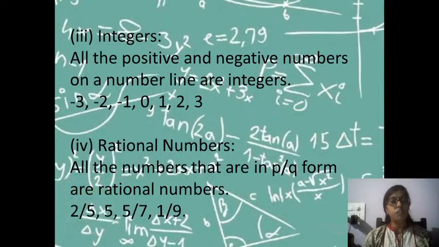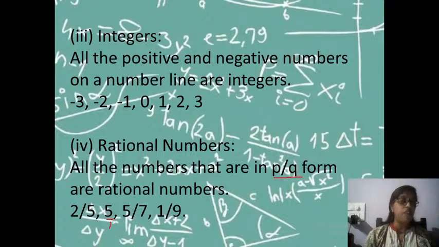Rational numbers are nothing but all the numbers that are in P by Q form. Here we have the numerator and the denominator, so the numerator is P and the denominator is Q. These are called rational numbers. That is 2 by 5, then 5. You may ask now how 5 is a rational number. If there is only the number 5, it is nothing but 5 by 1.